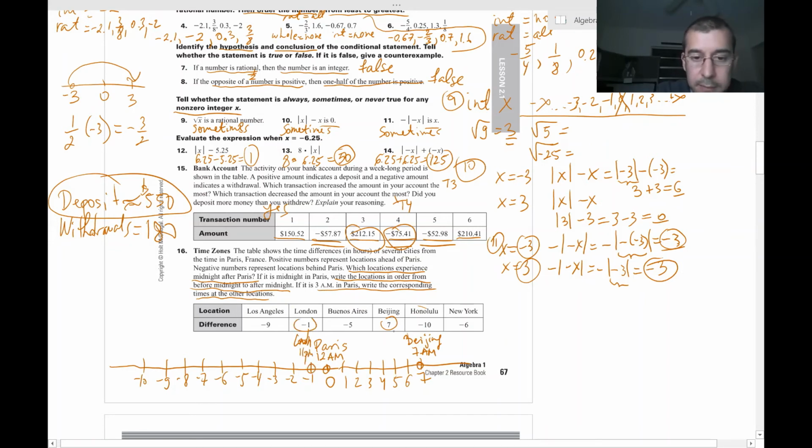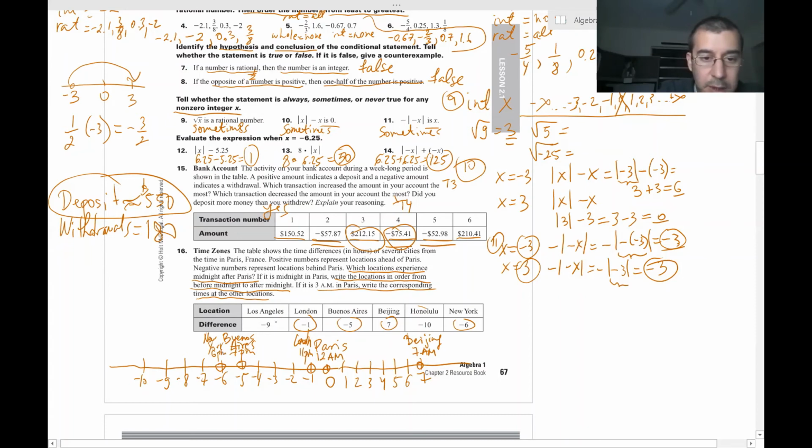Then we have -5, that's Buenos Aires, so -5 is right there. This is Buenos Aires. If it's 12 a.m. midnight, 5 hours before that would be 7 p.m. And then next is New York, -6. So this is New York here. This is 7 p.m., and this is 6 p.m., 1 hour before that.